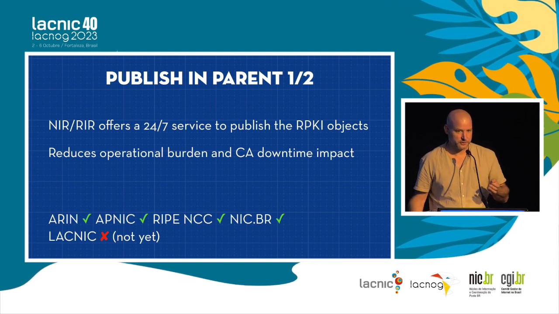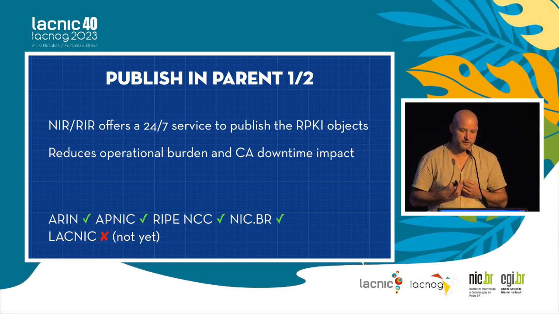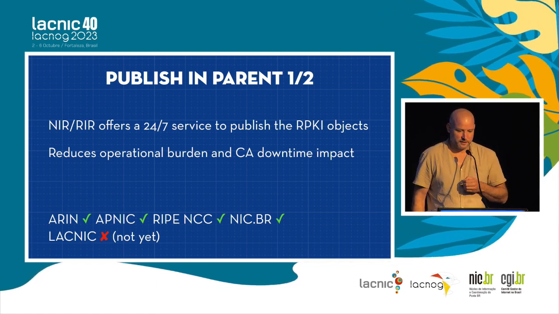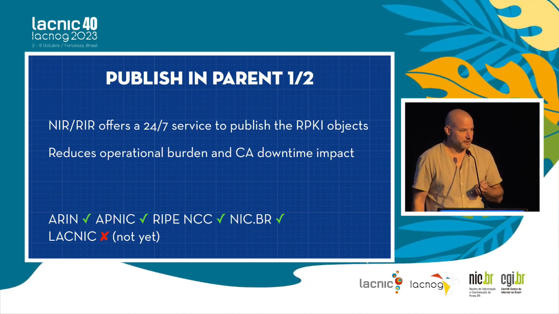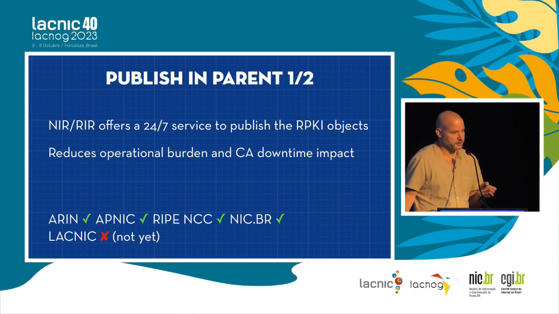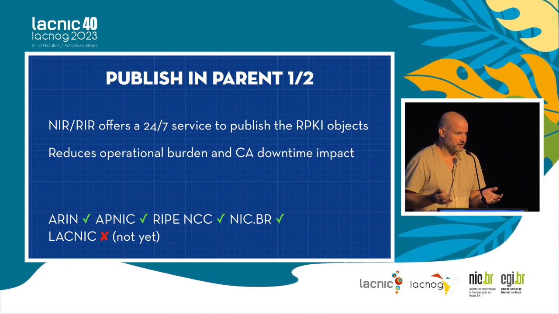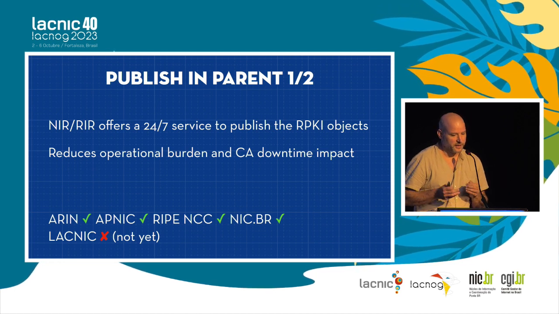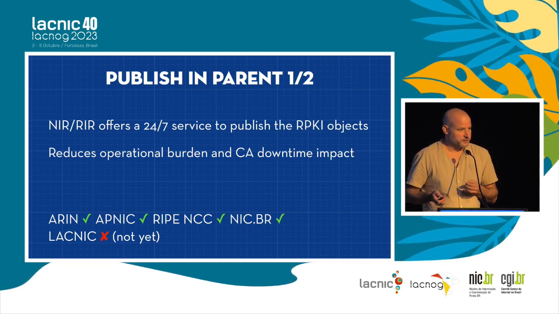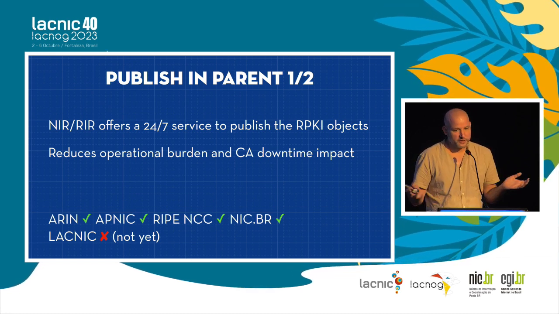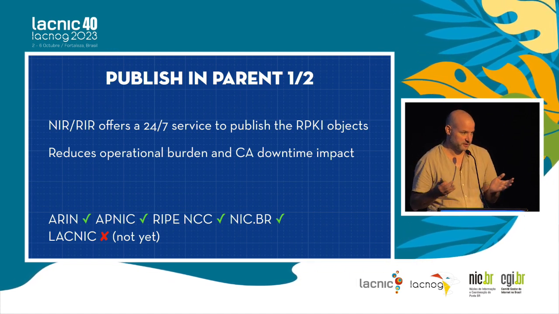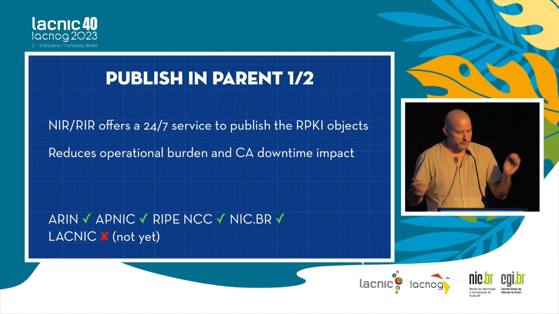Your RPKI CA makes all these objects, but they also need to live somewhere. They need to be published so that they can be downloaded and validated. There are certain NIRs, like NIC.br, and RIRs, like ARIN, APNIC, RIPE NCC, who offer a publication service to the members. So you can just run your own CA. It doesn't need to be accessible by the outside world, and it will publish its resources in those repositories. It really reduces the operational burden because if your system is unavailable for some time, it's still okay as long as you bring it back up before, let's say, your manifest would expire. The manifest gives you hours to fix things.